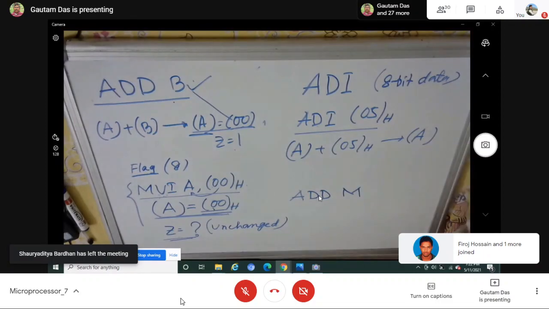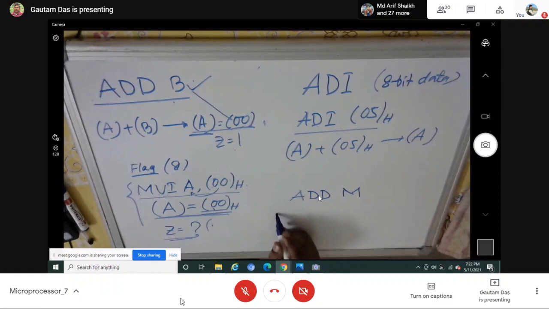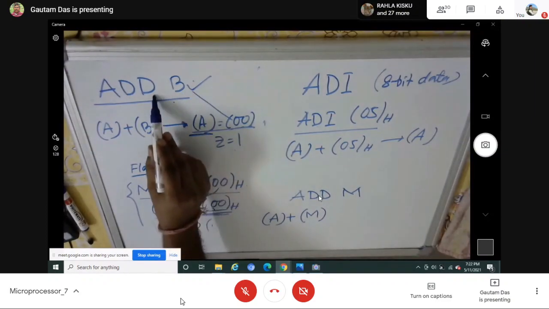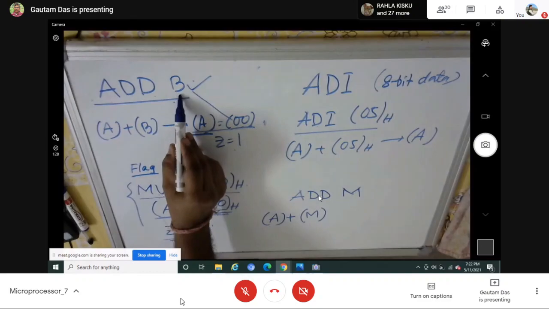What is the meaning of this ADD M instruction? What data will be added? Of course, one data is there in the accumulator. Where is the other data? The other data is not there, it is there in the memory register. In the other cases, wherever I have written B, C, D, etc., the data is in an internal register. Here, one data is in the accumulator, the other data is in a memory location.